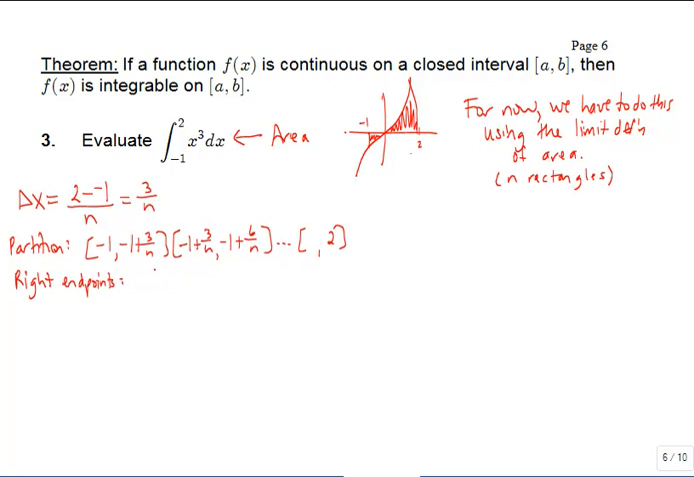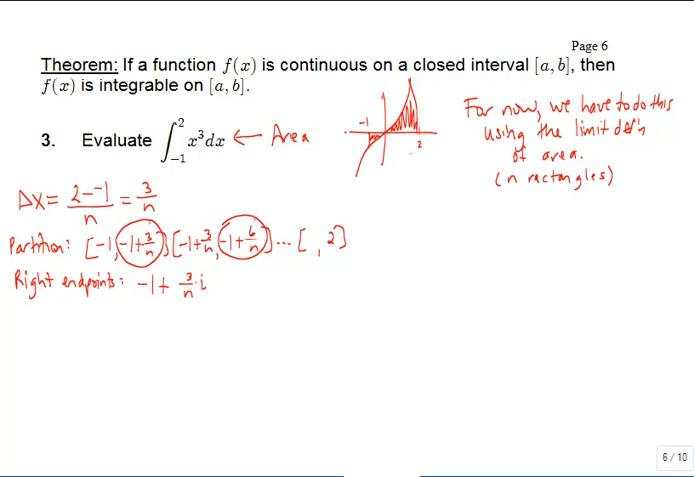So what would be a formula that's going to generate each of these right endpoints? Notice the pattern here. It's -1 plus, and my width is that 3 over n, and if I multiply that by i, that will generate each of these right endpoints.